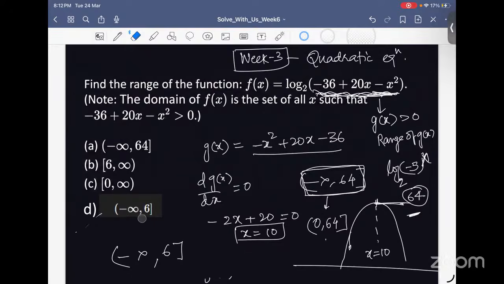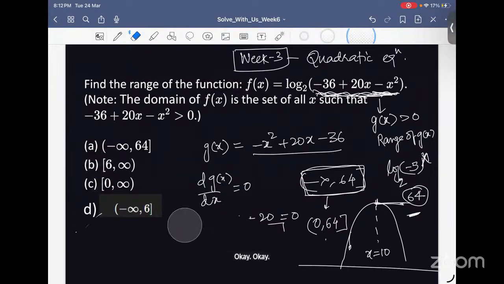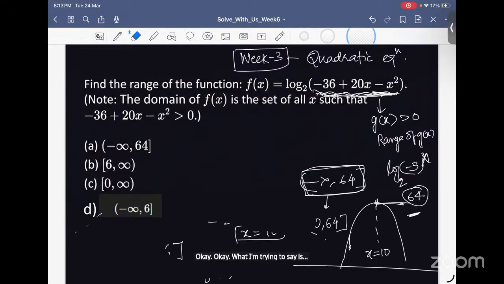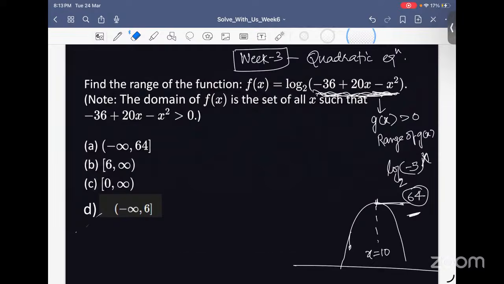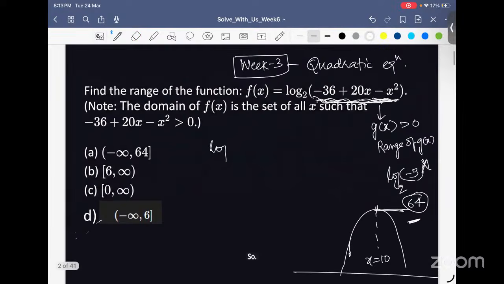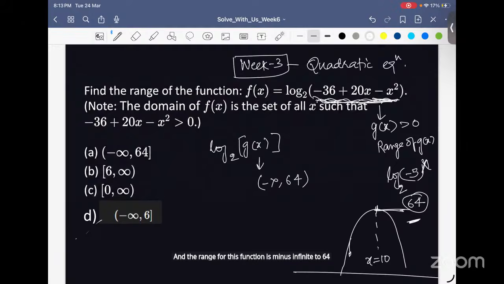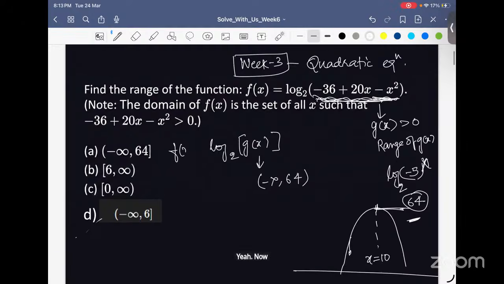Okay, what I'm trying to say is, for this function, logarithm of gx base 2, correct? And the range for this function is minus infinite to 64, correct? Now for this function fx, what are the domains?